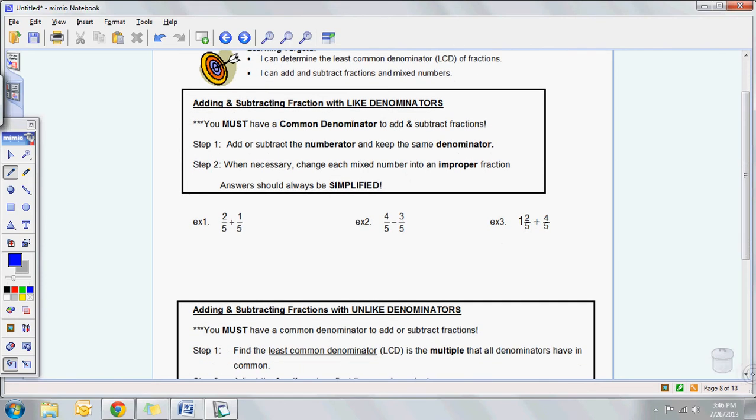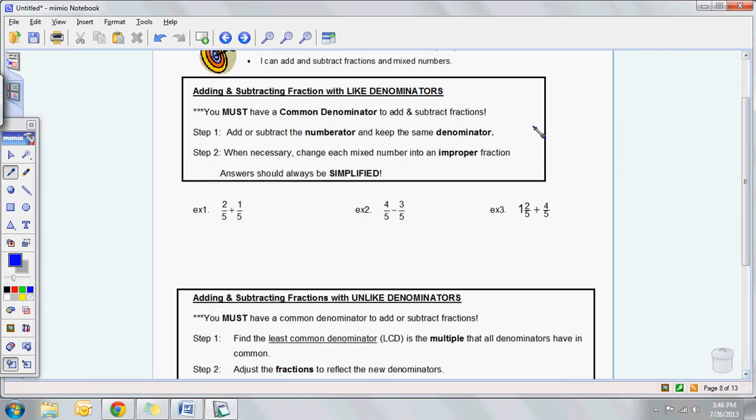So the first thing we did was adding and subtracting fractions that have like denominators, so the same number on the bottom. In order to add and subtract fractions, you have to have that like denominator. So all of these have a common denominator, so it's quite simple. Your answer is just going to have that same denominator on the bottom. We don't have to add them, do anything. We're just going to know that our answer on the denominator is going to be 5.